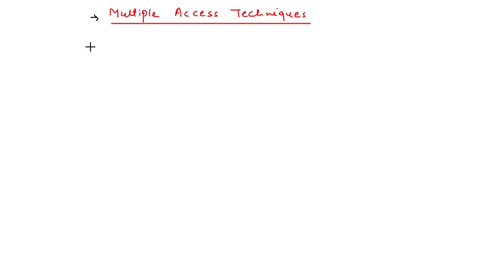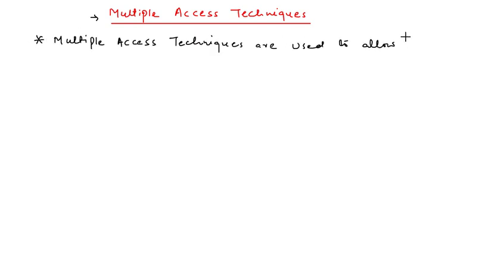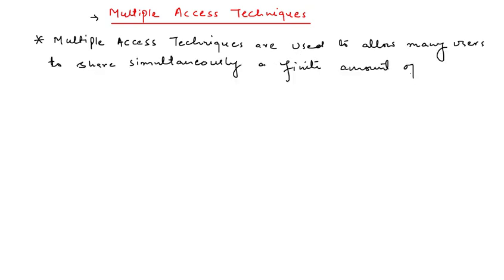As we see in today's world, there is an increase in a large number of mobile subscribers, so we have to accommodate more and more users over a very limited spectrum. And these multiple access techniques are used to allow many users to share simultaneously a finite amount of frequency spectrum. This spectrum is your frequency spectrum, or you can say the available bandwidth.